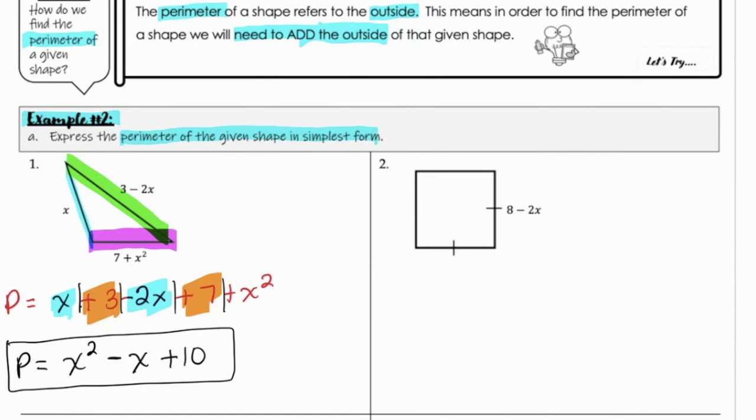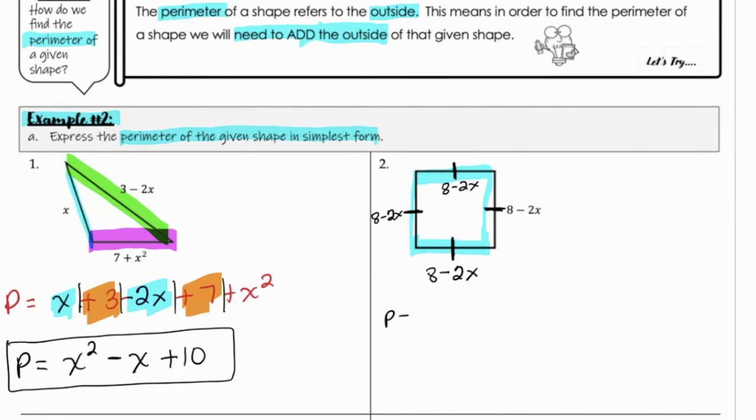Let's try number 2. So in number 2, I have 4 sides. This is a square, and let me tell you why. These little markings are telling me that these sides are equal, or congruent, to be exact. So I'm going to rewrite that 8 minus 2x on that side. If those sides are equal, that means all sides must be equal. So I'm going to rewrite that everywhere. So I have all 4 sides are equal to 8 minus 2x.